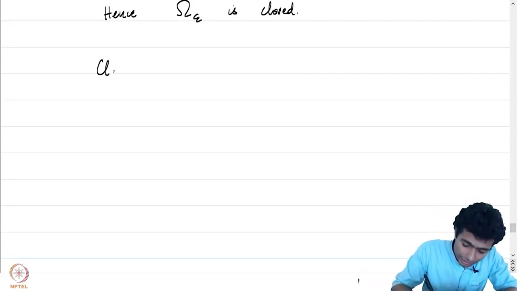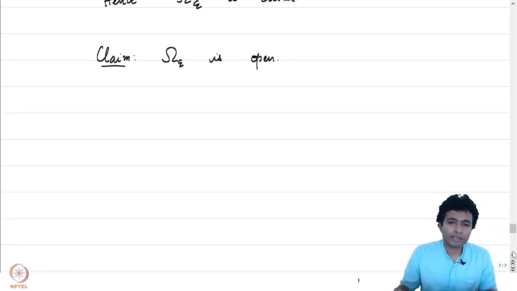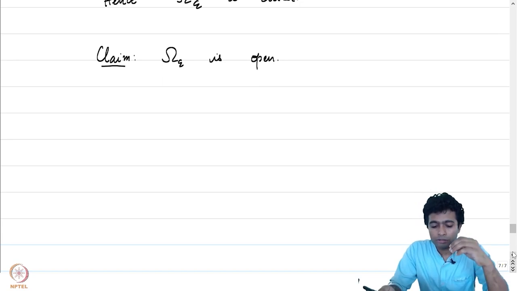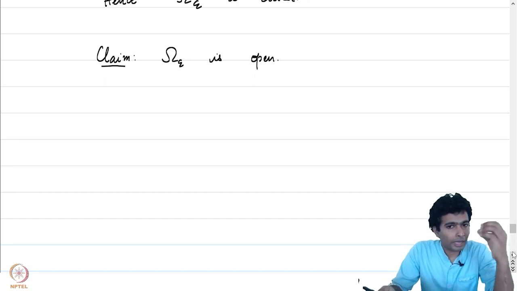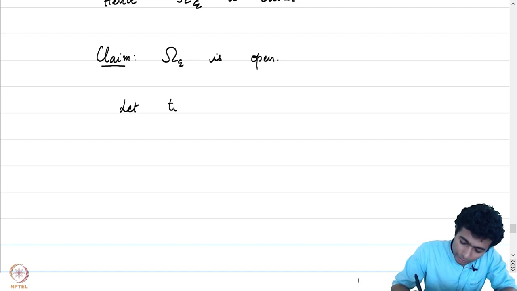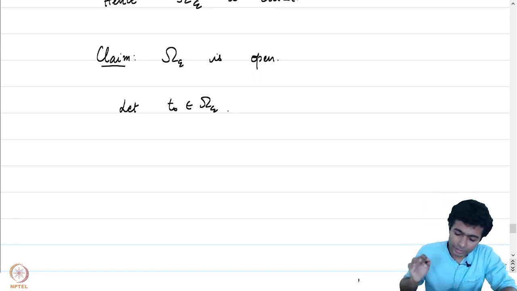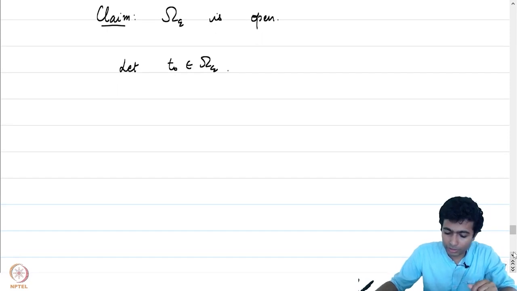So, the next claim is to prove that omega epsilon is open. Notice that we have still not used the fact that capital F is a holomorphic function. We will prove that if T naught is a point in omega epsilon, then T naught is an interior point. In order to do that, we will use the fact that capital F is complex differentiable at the point gamma of T naught. Let us prove that any point T naught in omega epsilon is going to be an interior point, and that would prove that omega epsilon is open.